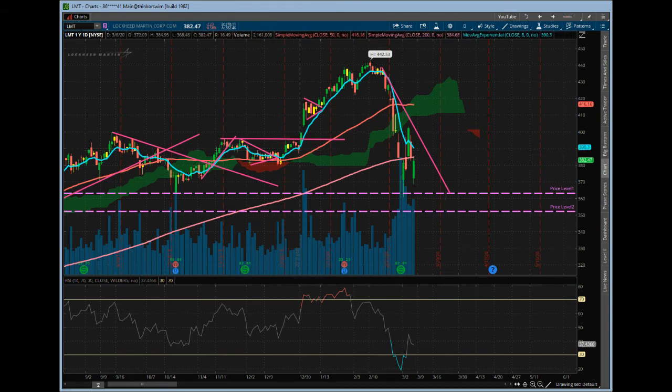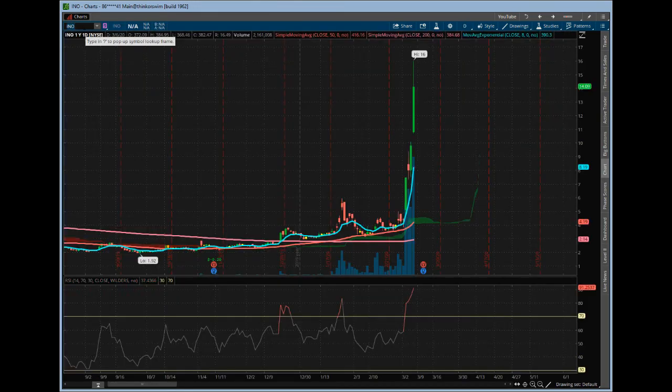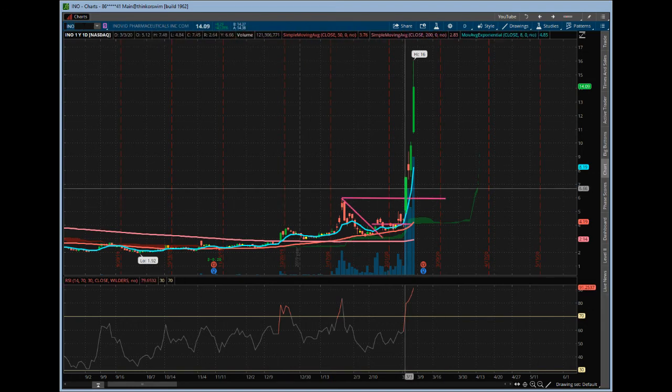Good to see you. INO. I know. Yeah, so INO has been pretty wild. I know we talked about it the other day. This candle right here is a great breakout candle over these levels. Huge volume, and then see ya.